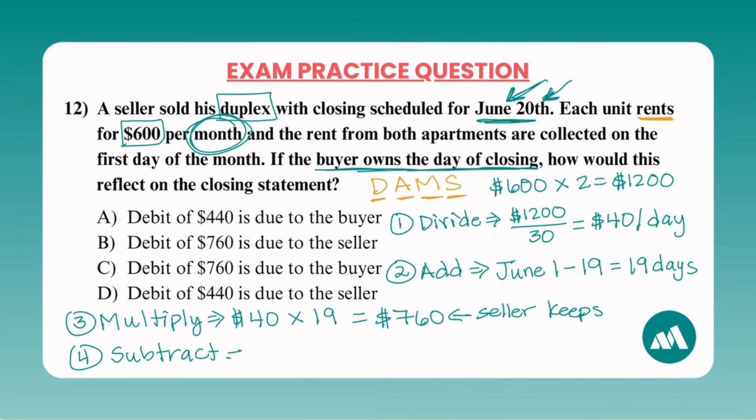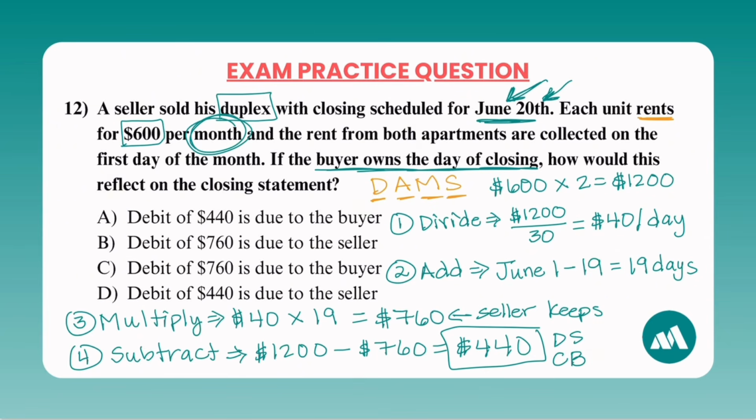So what are we going to subtract? The total amount of rent minus what the seller keeps of $760. And the amount is $440. So that is going to be a debit to the seller and a credit to the buyer for $440. So the answer to this one is D. Debit of $440 is due to the seller.